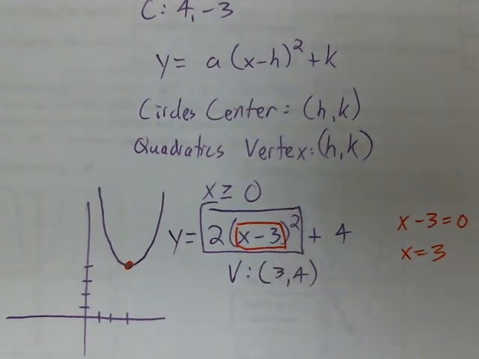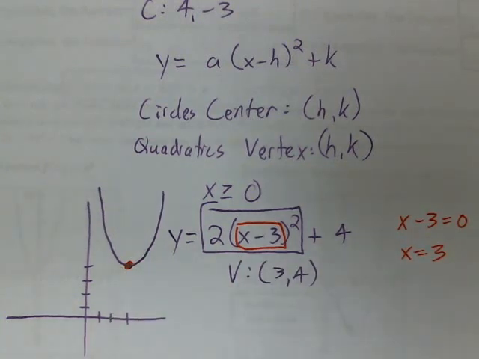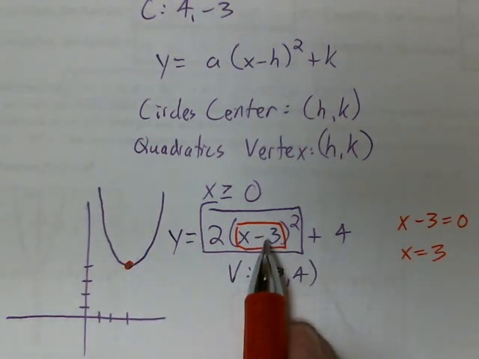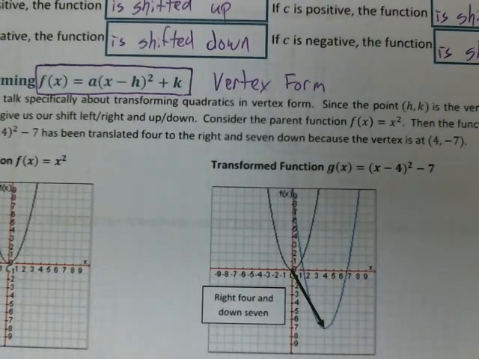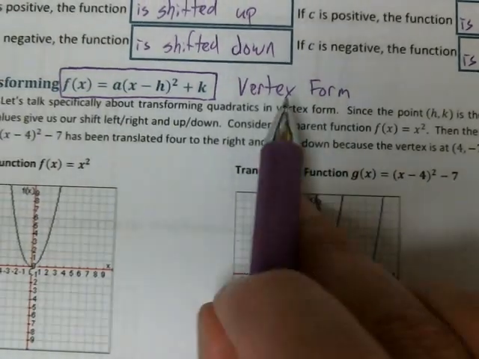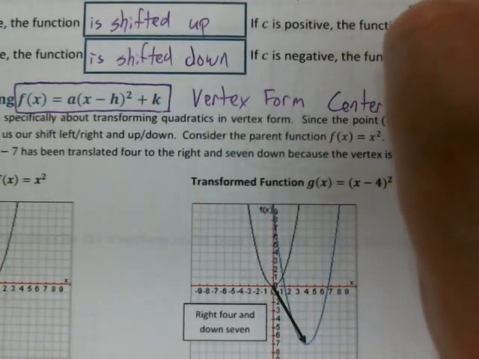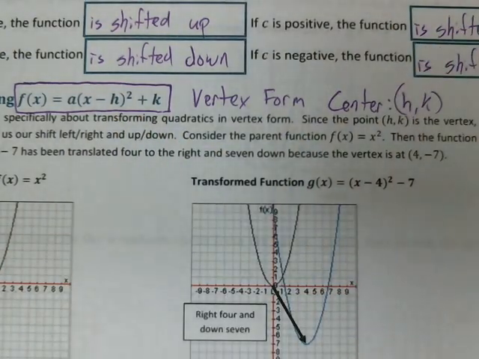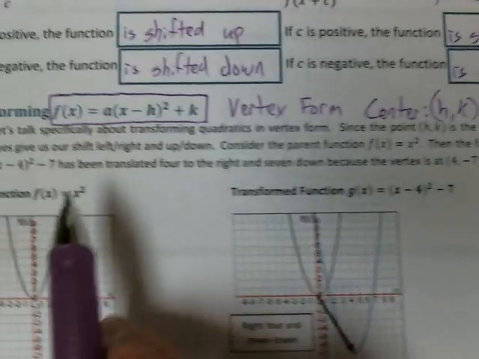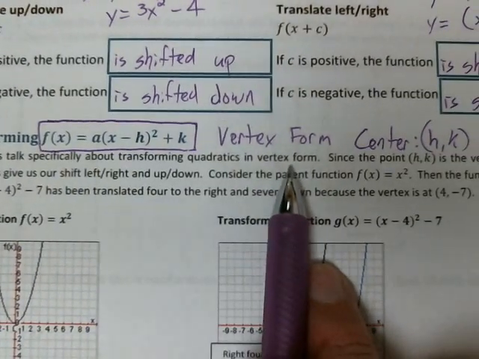Okay, so if any part of that was confusing, pause the video, go back and rewind those last couple of minutes. So that's just kind of a visual why I've got to flip that guy. Okay, so let's go back to our notes here. So when I'm in vertex form, write this in your notes, your center is going to be h comma k. All right, so it says, let's talk specifically about transforming quadratics in vertex form.